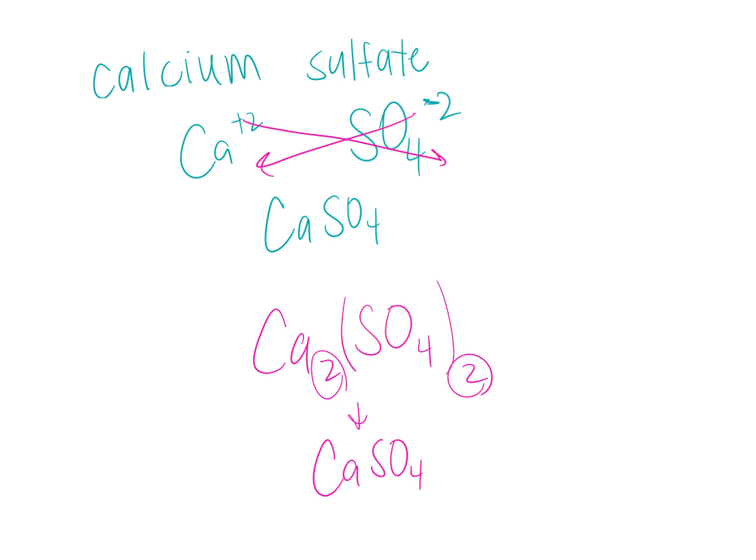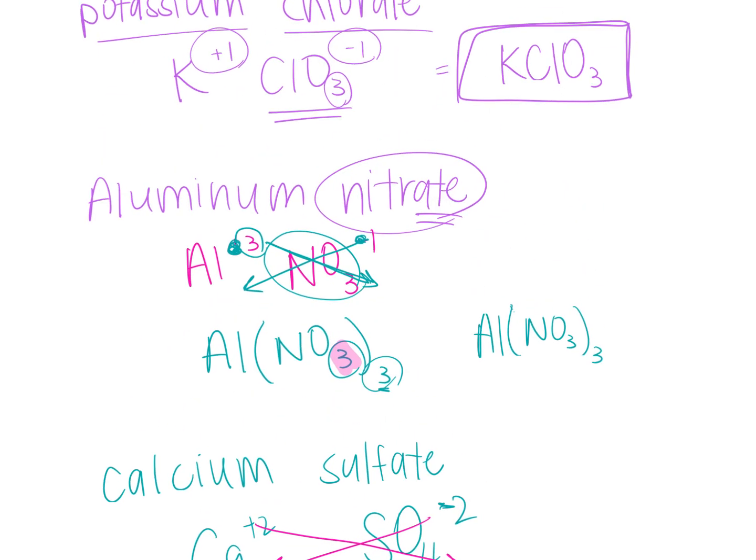Have you figured out the pattern for when I need to use the parentheses? When there is a number at the bottom. When I need more than 1 of my polyatomic ion, I have to use parentheses. Here, I only need 1 SO4 to cancel out my calcium, so I don't use parentheses. But up here, I needed 3 of my nitrates to cancel out aluminum, so I have to use parentheses. Anytime I need more than 1 of a polyatomic ion, that's the rule. Okay?